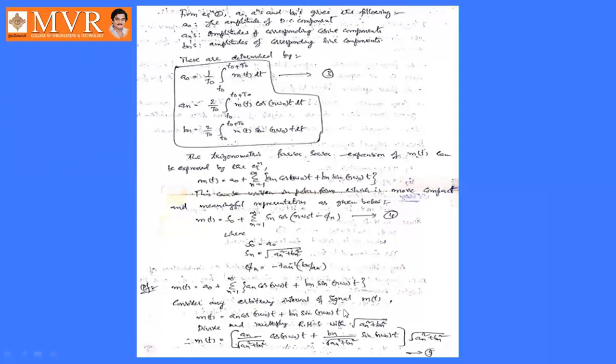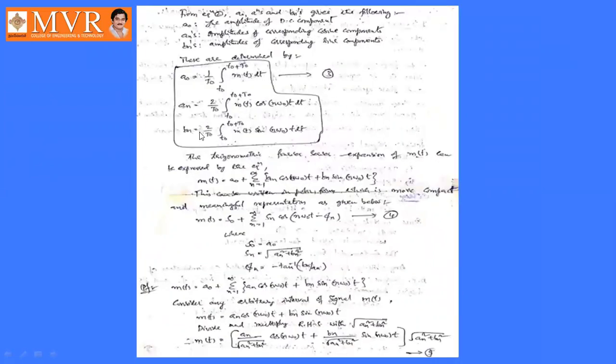Okay, so consider any arbitrary interval of signal m of t, that is m of t equal to an cos n omega naught t plus bn sin n omega naught t. Divide and multiply this RHS, that is an cos n omega naught t plus bn sin n omega naught t, by square root of an square plus bn square. So it is equal to an by square root of an square plus bn square into cos n omega naught t plus bn by square root of an square plus bn square into sin n omega naught t, whole into square root of an square plus bn square. Let this be considered as equation number 5.